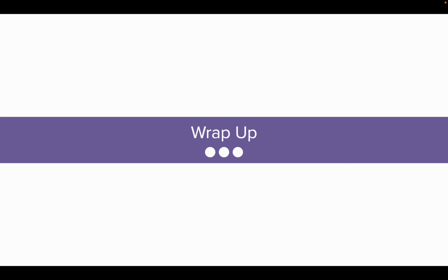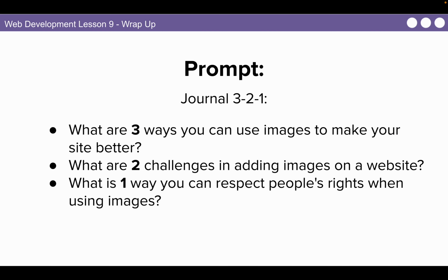And then for your final journal for this lesson, it's a 3-2-1. So what are 3 ways you can use images to make your site better? What are 2 challenges in adding images on a website? And what is 1 way you can respect people's rights when using images? And I'll go ahead and give you that last one. The answer is by including the copyright license and attributing the creator of the image when you use it and making sure you have permission.